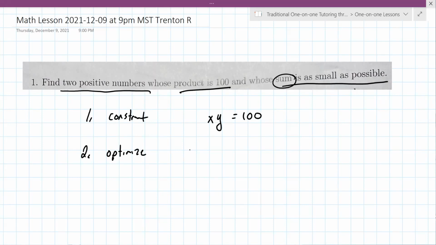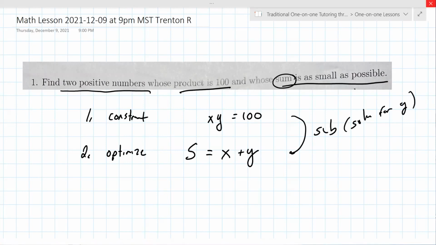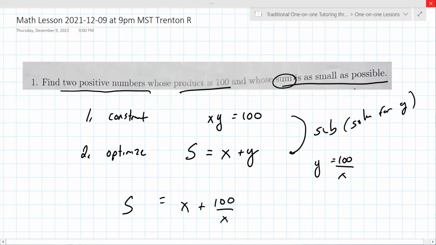So you can give it a function if you want, s equals x plus y. And almost always you substitute your constraint equation into the optimization equation. But that means you got to solve for a variable, usually y, sometimes x, but usually y. So in this case, y equals 100 over x. So your s is now x plus 100 over x. Okay, and then you take a derivative.